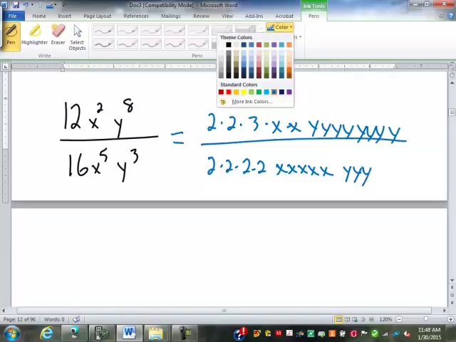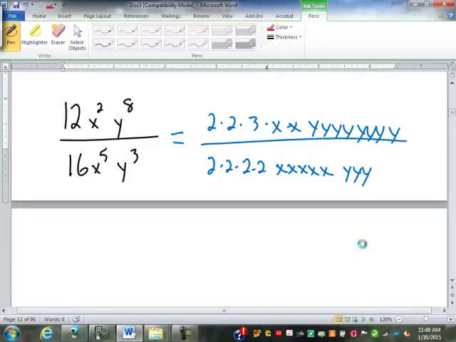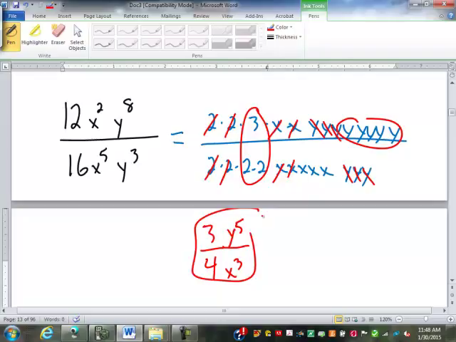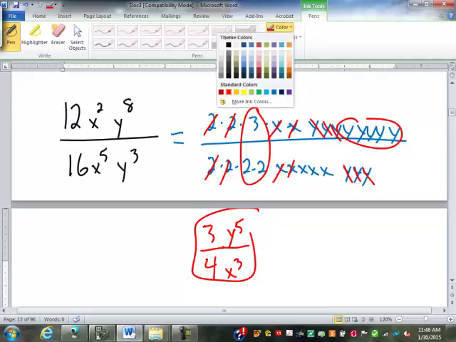I need to learn to use smaller powers so I don't have to write out so much. So anyway, we cancel out 2's and another set of 2's. We're left with 3 and 2 times 2, or 3 over 4 for the numbers. For the variables, we can cancel out an x and another x. We're left with x to the 3rd on bottom. Cancel out a y, another y, and a 3rd y, and we're left with 5 of them, so y to the 5th on top. So we get 3y to the 5th over 4x to the 3rd.